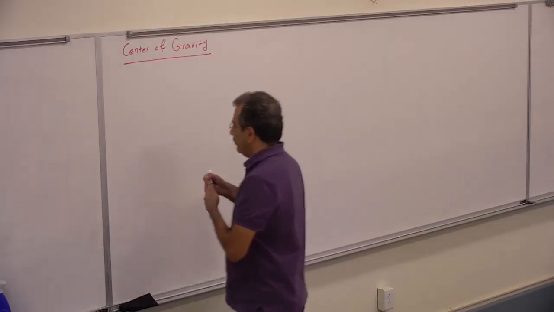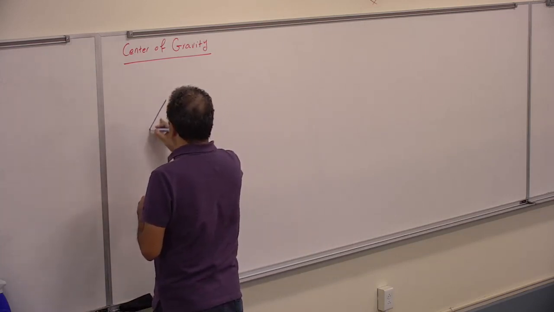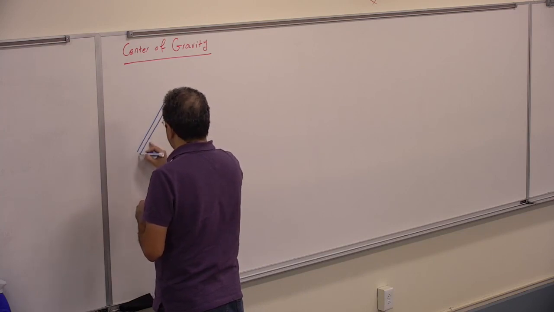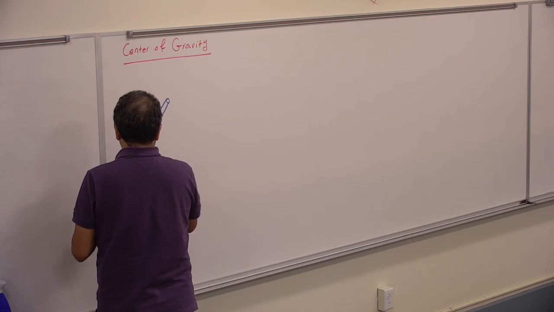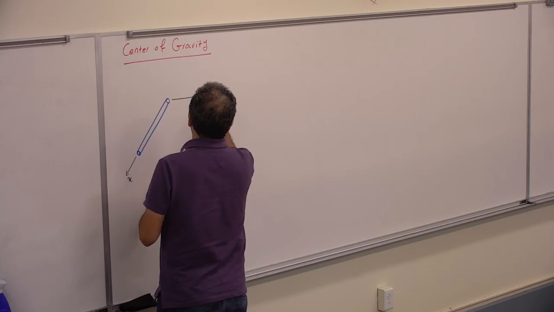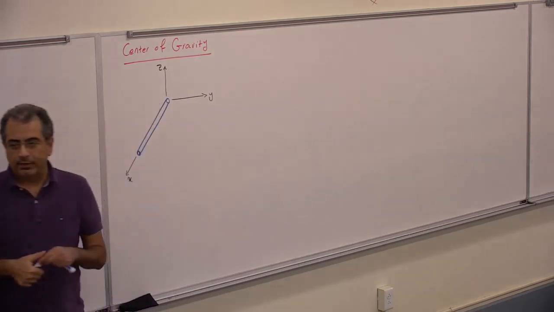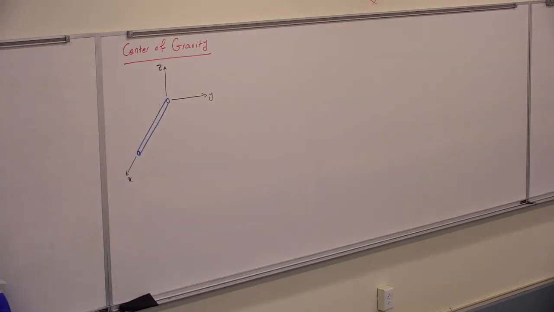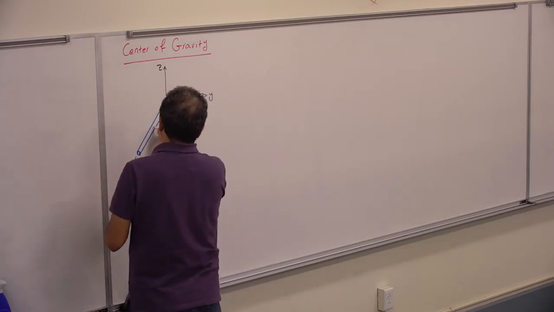So, as a simple example, assume I have a rod in the x direction. Assume this is the rod, sitting right on the x-axis, and then I have the y-axis and z-axis. I want to find the centroid of that rod, the center of gravity for that rod. For the rod, you know that this, for example, is going to be right here.